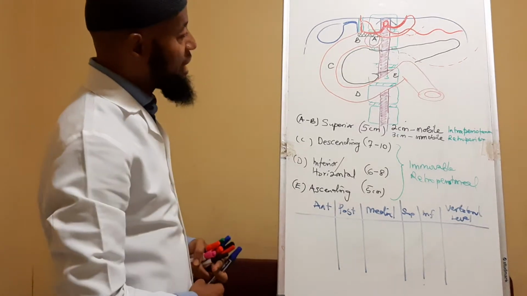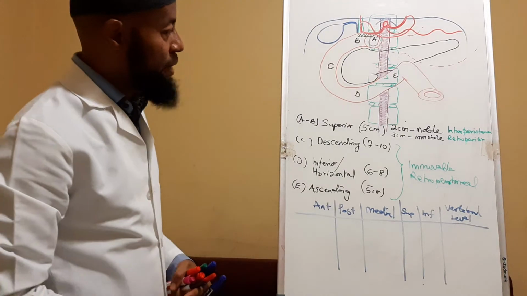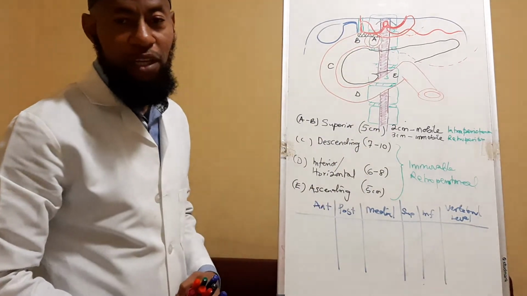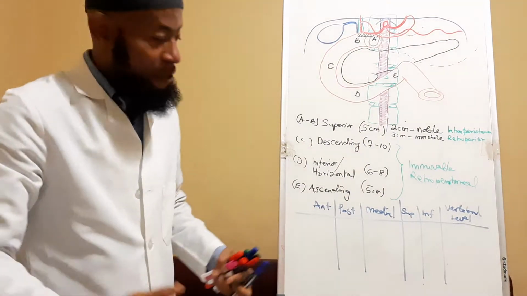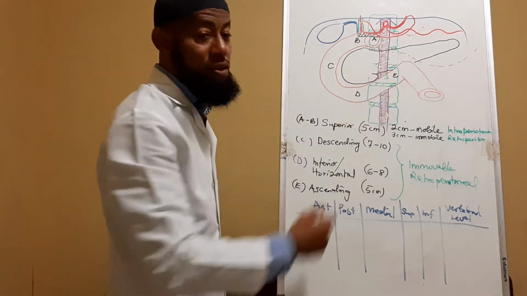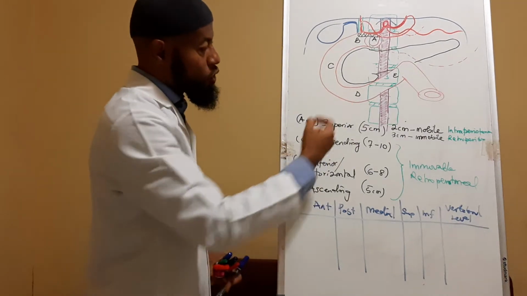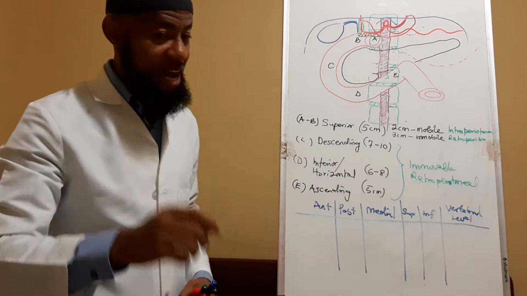Medially, what do you find medially? Medially, you're going to find the head of the pancreas. Superiorly is the superior part of the duodenum. Inferiorly is the inferior part of the duodenum. And of course, at the vertebral level, it's going to be L2, L3. Simple.